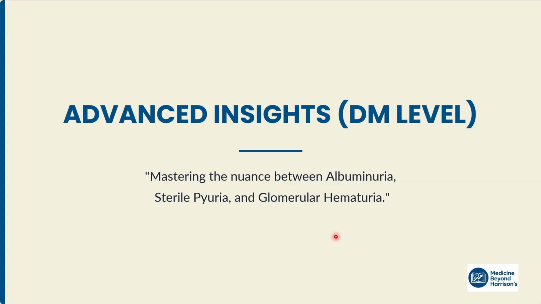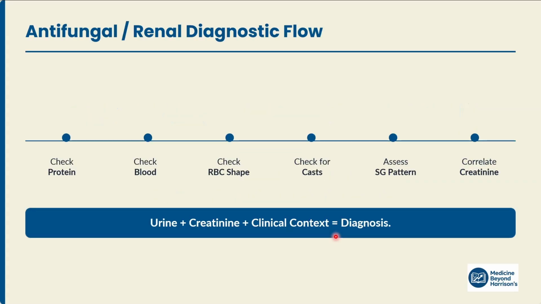So, mastering this nuance between albuminuria, sterile pyuria, and glomerular hematuria creates the advanced insights. This will get into many more details, and we'll know the advanced diagnostic skills based on the urine protein alone. So, the renal diagnostic flow is: check for proteinuria. If it is present, then check for blood, then check for RBC shape, whether there is presence of casts or not, then assess specific gravity pattern, then correlate with the creatinine. So the urine plus creatinine plus clinical context always gives the diagnosis. It will be just there in front of you even before a biopsy or an imaging.